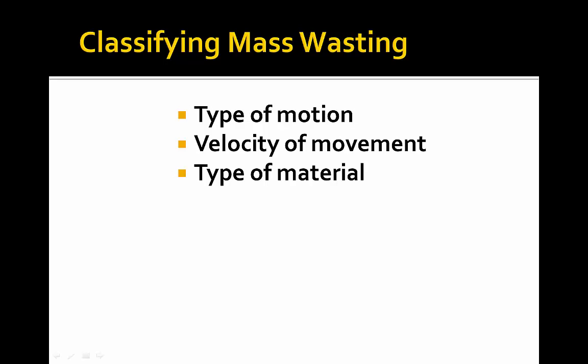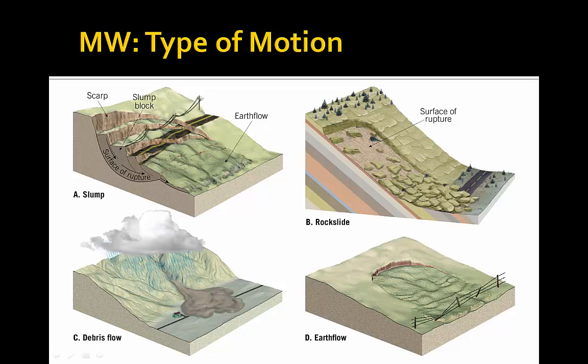Now, mass wasting events can be classified by three different parameters: type of motion, the velocity of the movement, and then a third one that your book doesn't mention, which is the type of material. Now, even though it doesn't classify that as another way to sort mass wasting events, it does discuss the type of material. So the type of motion is going to be a fall, a slide, or a flow.